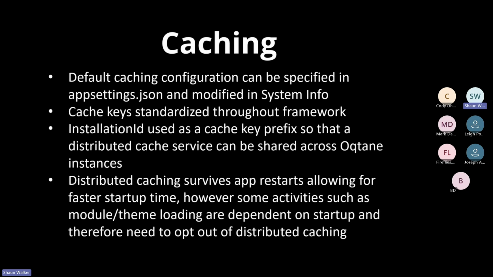Another thing that was done is that every Oqtane installation has an installation ID, which is a GUID that is unique to that installation. That installation ID is created dynamically when you install Oqtane, and it's stored in the appsettings.json file. And so that installation ID is automatically used as an additional cache key prefix when interacting with the cache.